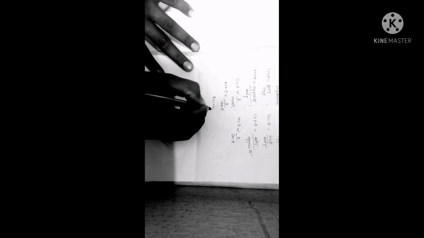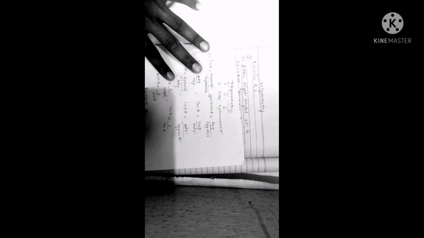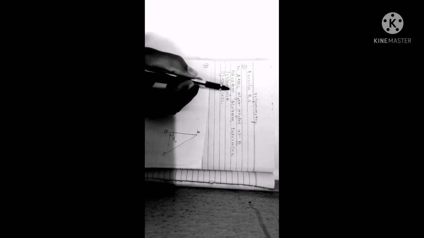Next, come to exercise 8.1. First question. What is the first question? In triangle ABC, right angle at B. You have to draw a triangle. It should be a right angle triangle, with the angle at B. You can take B here, and A and C on the other corners. It should be 90 degrees. And they have given the data.